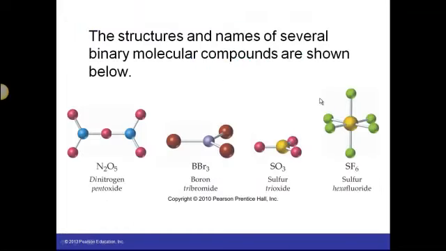So these are just given some of the structures and names of several binary molecular compounds that are shown. So we've got dinitrogen pentoxide and how it actually gets put together in its Lewis structure, in its structural diagrams. Boron tribromide, sulfur trioxide, and sulfur hexafluoride.